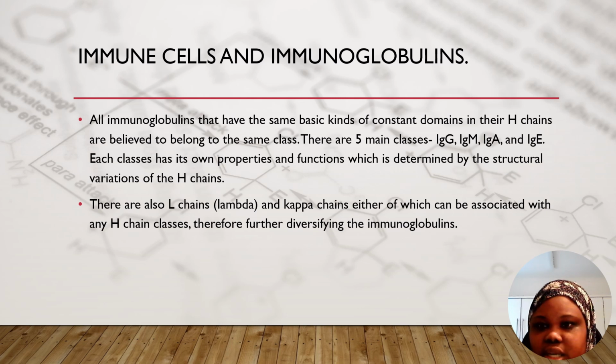IgM is the first class of immunoglobulin created by B cells while they mature. It's mostly found in antigen receptors on B cell surfaces.